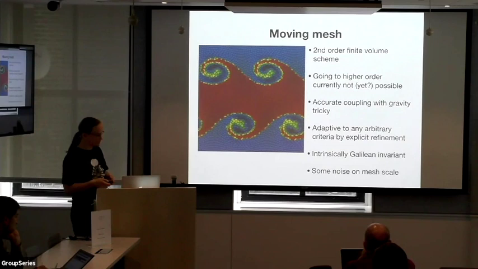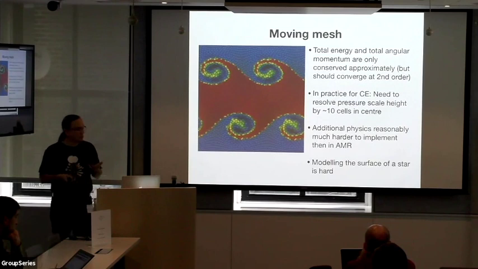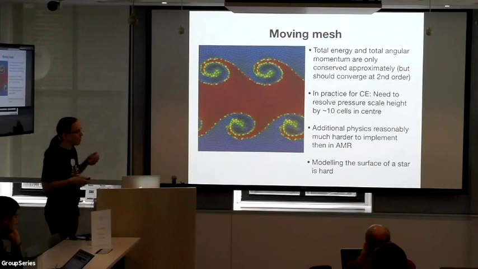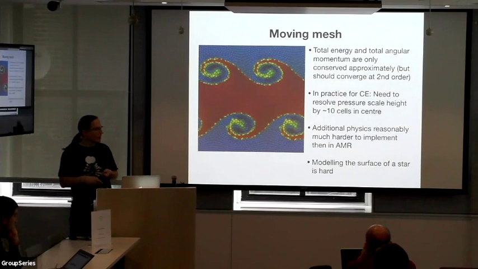Total energy and total angular momentum are only conserved approximately. One thing that's just a rough number: in practice, to get reasonable energy conservation in the envelope, it turns out we need to roughly resolve the pressure scale height by about 10 cells in the center of the simulation.